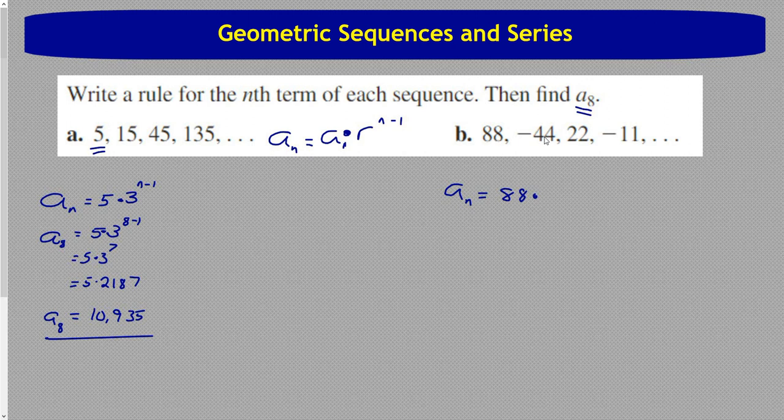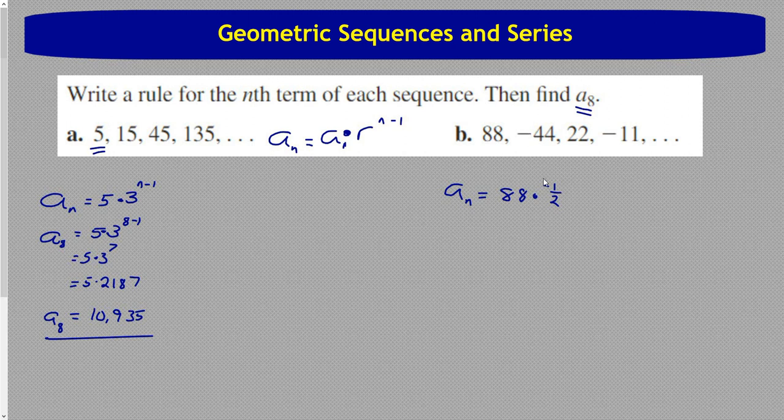88 divided by 2 is 44. 44 divided by 2 is 22. 22 divided by 2 is 11. So I'm dividing by 2 every time. What that means is I am multiplying by 1/2 every time. That's what I'm going to write down for r, is 1/2. I'm also noticing that I'm going from positive to negative to positive to negative. So the only way to do that is if my r value is negative. So really, what I'm multiplying by every time is negative 1/2. 88 times a negative 1/2 is a negative 44, so on and so forth.